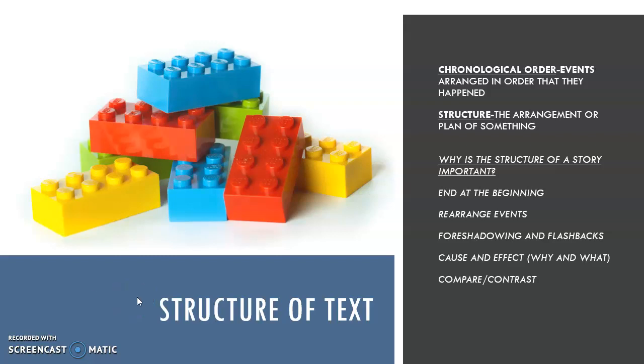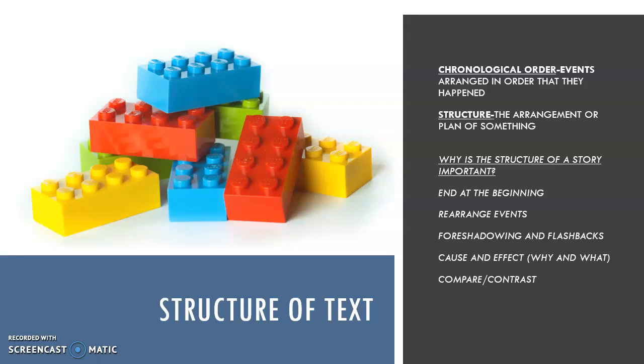So the first question we are going to talk about has to do with the structure of the text. When you're thinking about the structure of a text, it's how the text is ordered. Usually in everyday structure, we see it in chronological order, which means it's from the beginning of the events all the way to the end in the exact order that they happen.